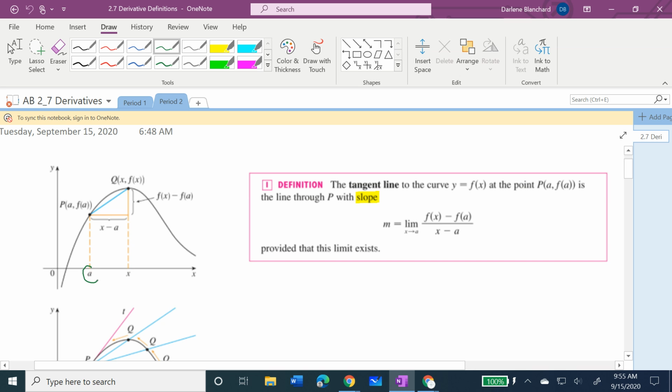To point out to you this slope definition over on the figure on the left. A is the x-coordinate of the particular point we're trying to find the tangent line for. Q is a generic point based on the variable of the function. You know that slope is the change in y over the change in x.